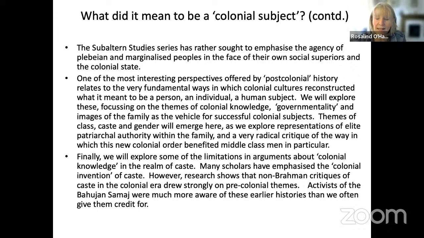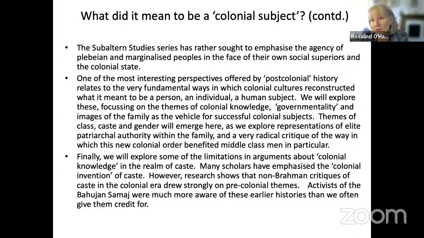But I'll also be looking at some of the radical critiques of these contemporary processes, some of the ways in which contemporaries saw them. And then lastly, I want to focus on this question of the limits of colonial knowledge, particularly in the realm of caste. We're all familiar, I think, with the argument that the colonial state, the colonial era, remade caste, remade the order of caste. Some scholars have even said the colonial state invented caste, and I think that is stating things perhaps too strongly.